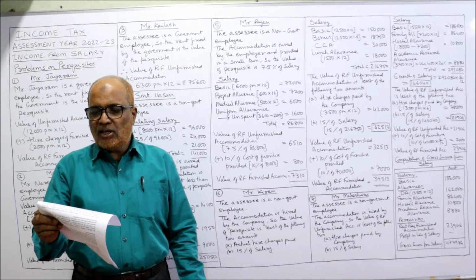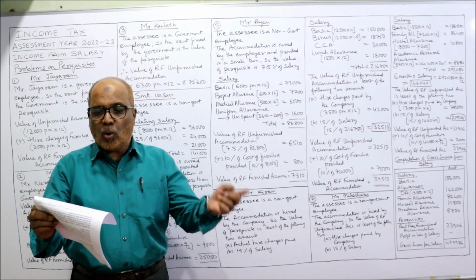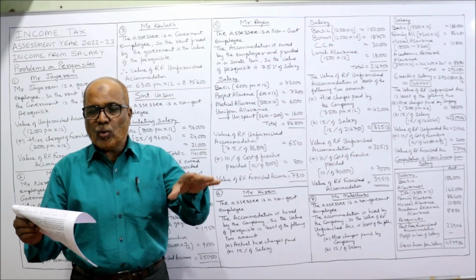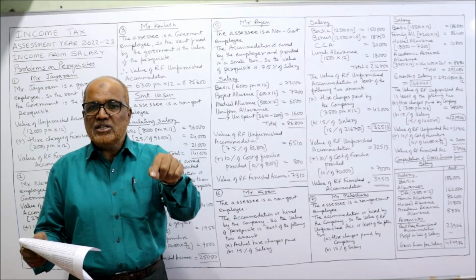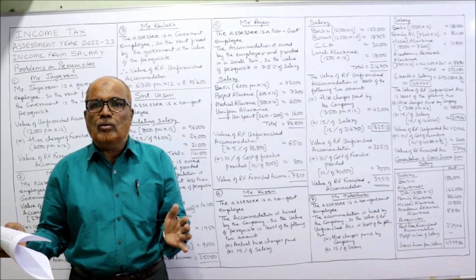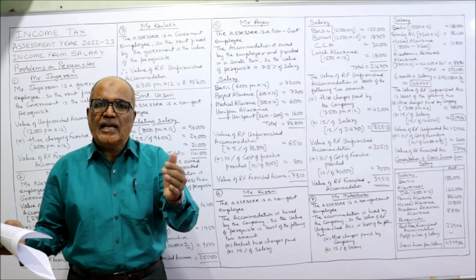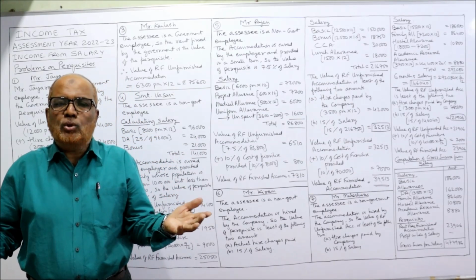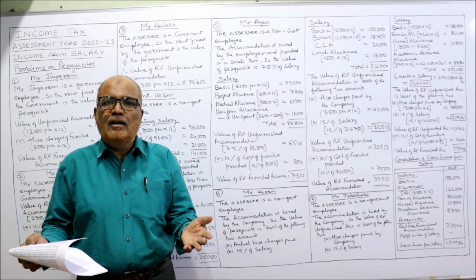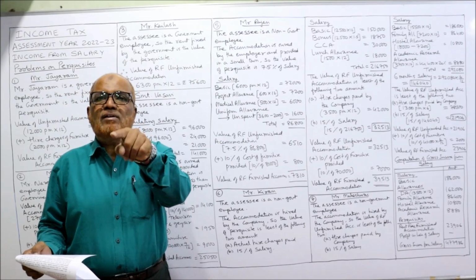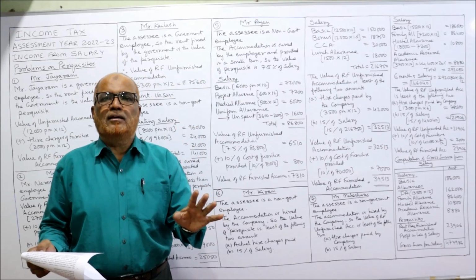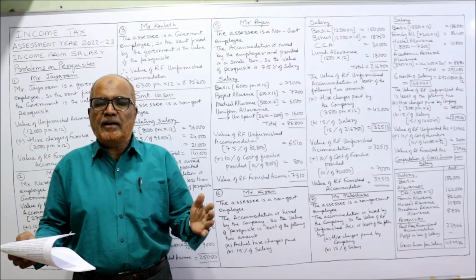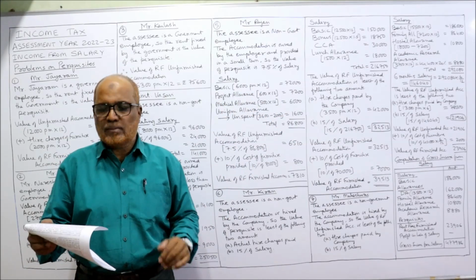Unspent amount. He is provided with rent-free accommodation owned by the employer. Again, the accommodation is owned by the employer and it is provided in a small town. That means the population is less than 10 lakh. If it is given small town, so it is understood that the population is less than 10 lakh. The value of the perquisite is 7.5% of salary. This is the provision given by Income Tax Act. Already I have explained completely all these in theory videos.